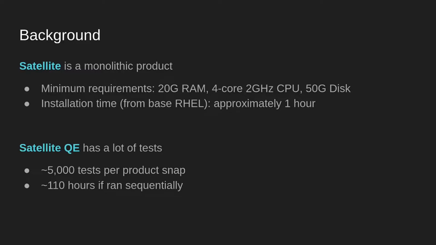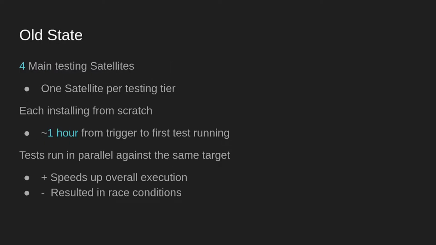Additionally, Satellite QE has a lot of tests. We currently have a bit over 5,000 tests that we run per snap. If we were to run all these one by one, it would take about 110 hours, which is roughly 4.5 days to finish. Assuming we get at least 1 snap per Friday, US-based associates could review the results on Wednesday. However, those based in India and Europe would likely see results on Thursday. So the day before the next snap. Obviously not ideal. Now let's talk about the old state of our automation.